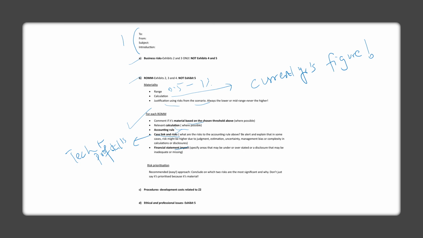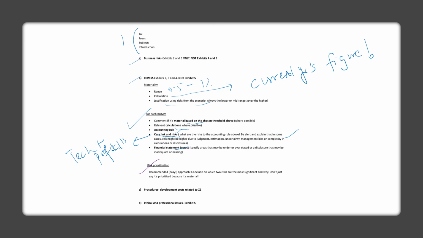As you discuss the case link and risks, remember to mention if there's any judgment, uncertainty, estimation, management bias, etc. within that scenario or risk, because that's where the additional marks are. I will not forget to prioritize risks. So with risk prioritization, I'm just going to put that as a heading on my template so that I don't forget it in a hurry.